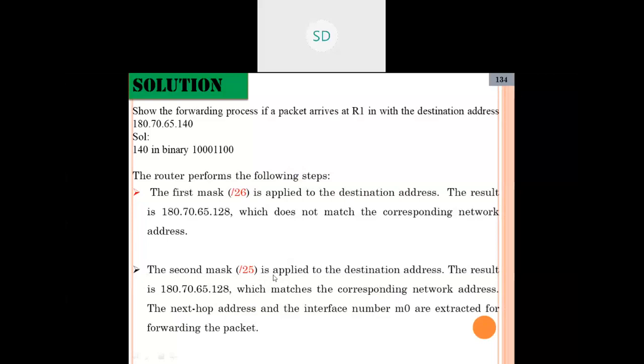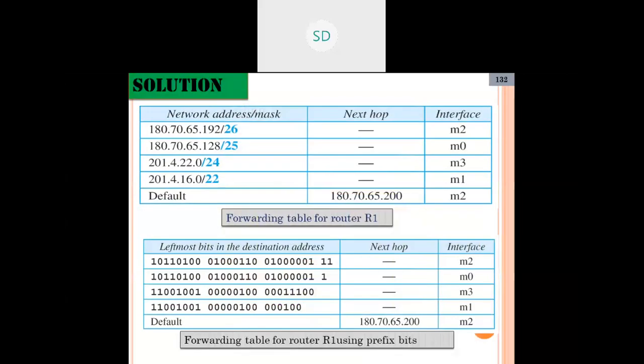32 minus 25 is 7. Same process. 7 bits will be made 0. Same value I'll get, that is 128 only I'll get. So the result will be 180.70.65.128. So if I observe it in the table, 180.70.65.128. So there is a match. Okay, there is a match.